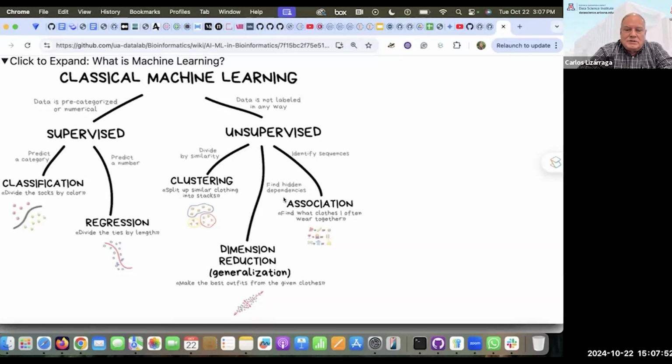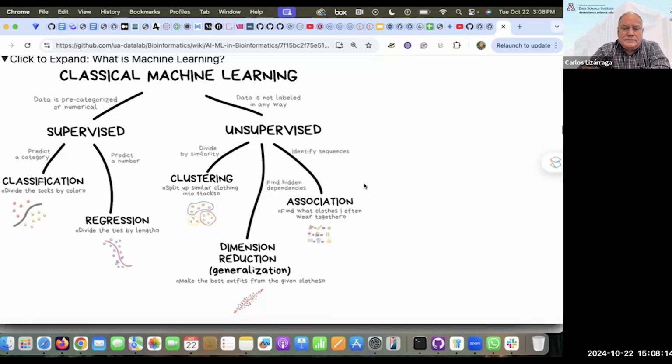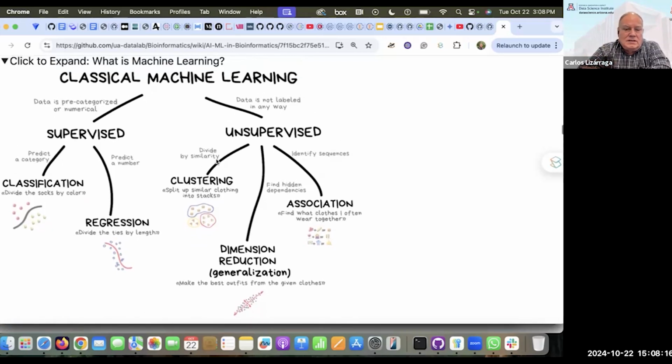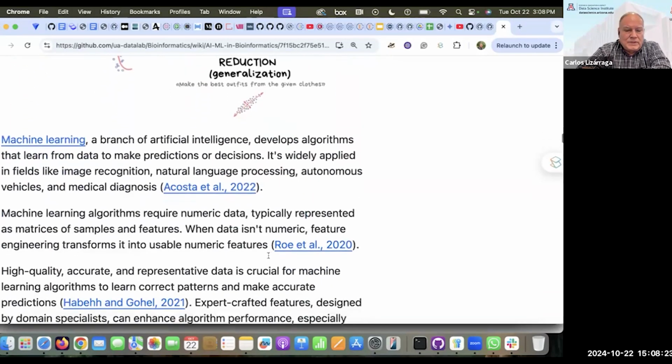And then, for example, if you want to do a more in-detail association of your clothes, then you can say, well, this pant goes with this shirt and these shoes, and then that is an association. Find clothes that often are worn together. So those are the types of algorithms you can use in classical machine learning, and basically you can do classification, regression, clustering, dimension reduction, and association, and some others.